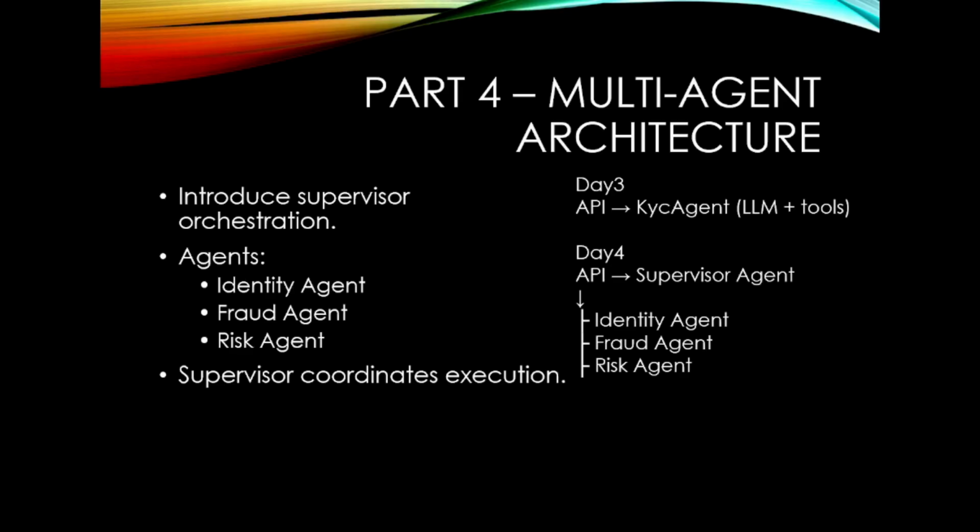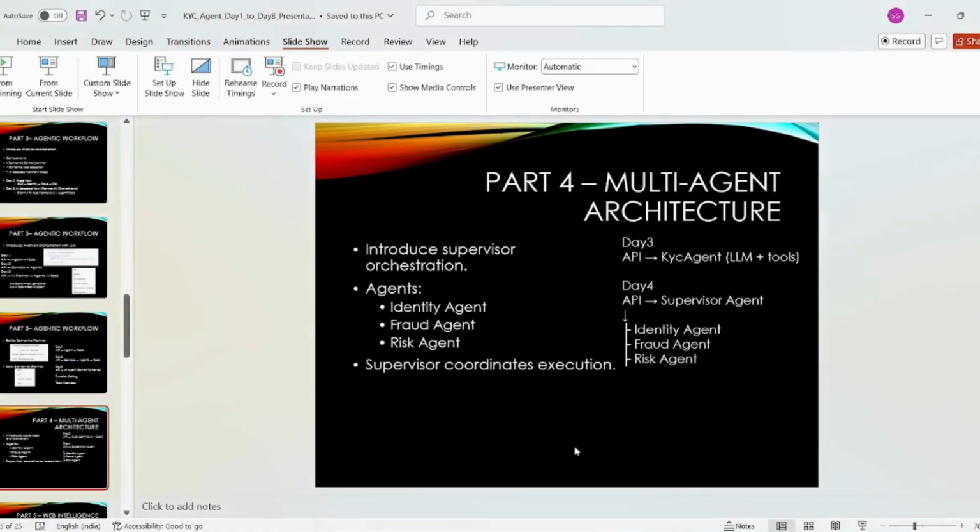Earlier, in part 2, we wrote the code first for identity, then we checked fraud, then we checked risk. Now this type of code will not be there. The decision we will take from the LLM itself, and then we will write the code. So you can see in day 3 it is LLM plus tools, but in day 4 we are using a supervisor agent who will control this agent call or worker agent call based on the decision that comes from Azure OpenAI. So let's see.